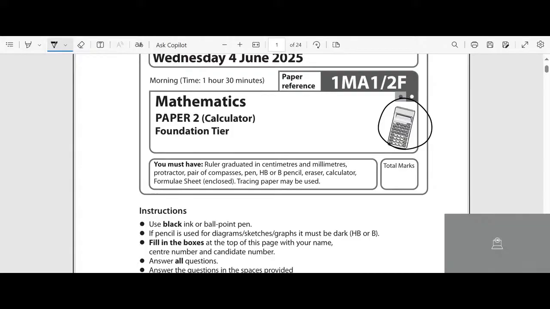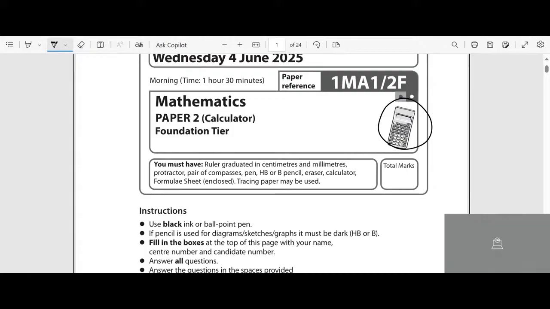Next, you are told to fill in the box at the top of this paper. This box generally is the center number, the center name. This will be guided to you by your invigilator during the exams. So I will not look much into that.